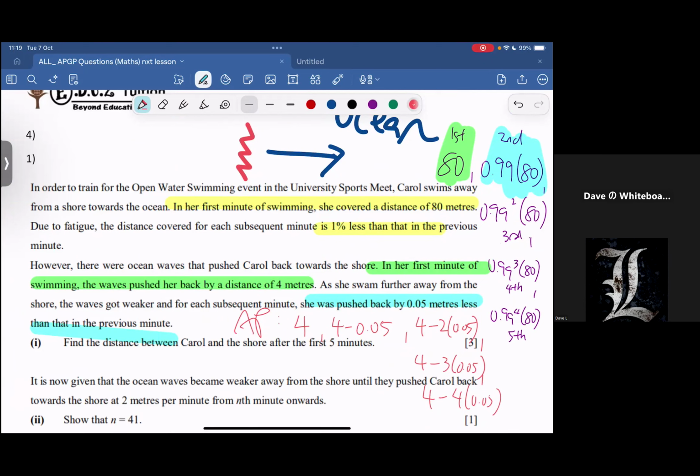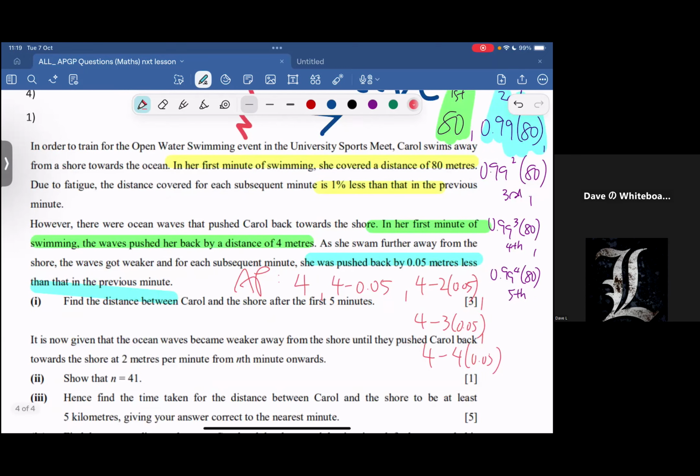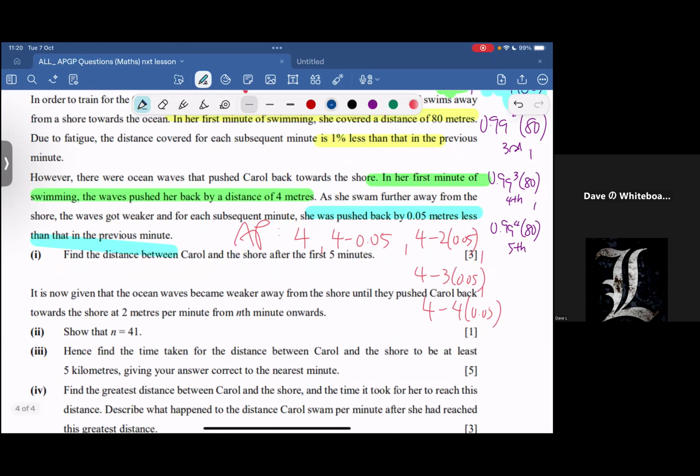Then the next part continues on, given that the ocean waves become weaker from the moment she's far away, until, instead of 4 meters of pushing back, at first I'm pushing you back by 4, right?